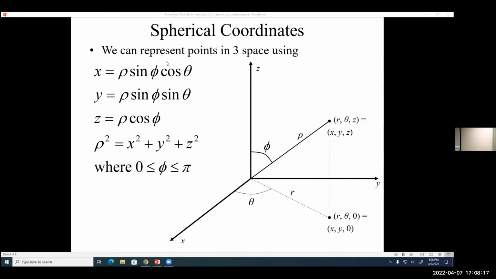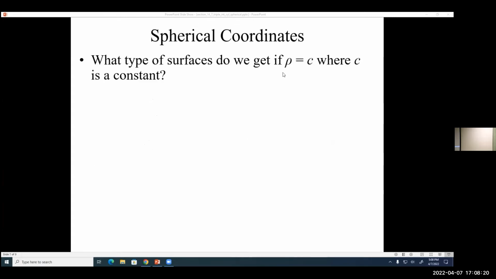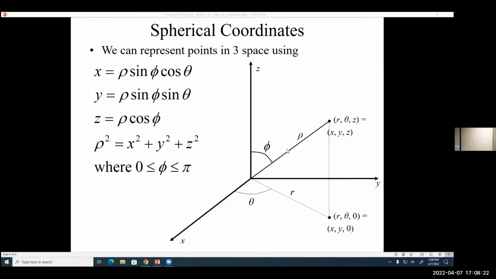Let's talk about the fundamental surfaces for spherical. If rho is a constant, rho being the distance from the origin, and phi and theta are allowed to vary, what are we going to get? It's going to be more than a line. Think about this line here being the same length. Phi is going to vary, it's going to take it around here, and then theta will make a sphere. Hence the name spherical coordinates. So if rho is a constant, it'll be a sphere.